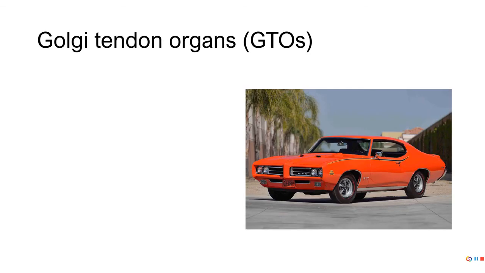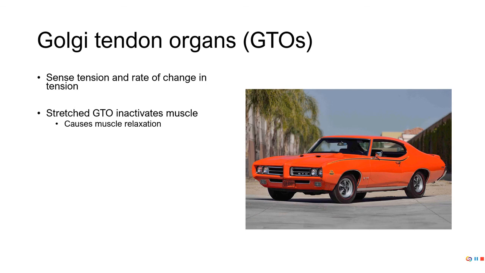Then we've got a Golgi tendon organ, or GTO, and that's what this car is. It's GTO, but your GTOs in your muscles look nothing like a car. These sense tension and rate of change in tension. When your GTO gets stretched out, it causes muscle relaxation. This is done to prevent injury.